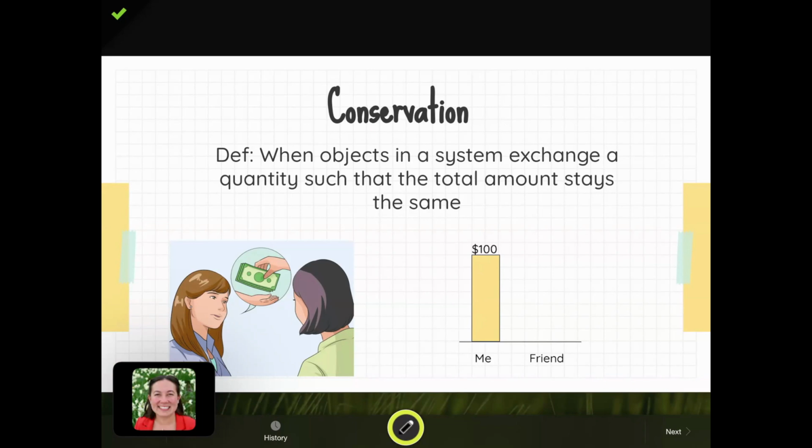Before we get to the conservation of momentum problems, I want to make sure you get a good definition of conservation. It's a concept that shows up over and over in many different science classes. But the general idea with conservation is you have a system in which something is exchanged. And because all the objects in a system only interact with each other, the total amount stays the same.